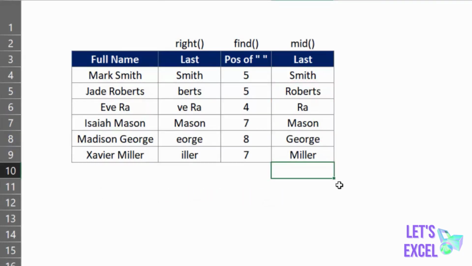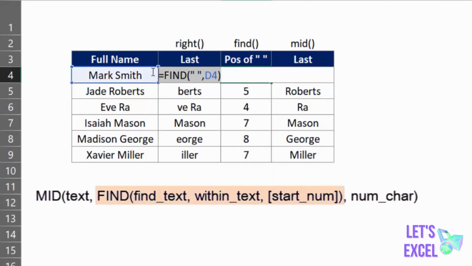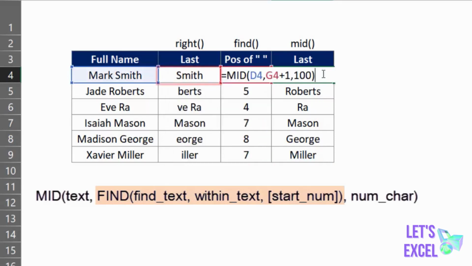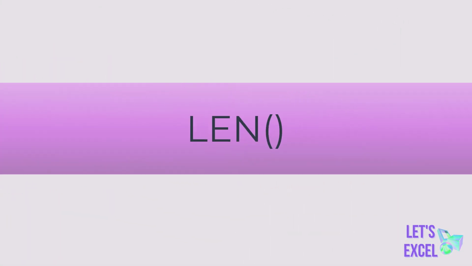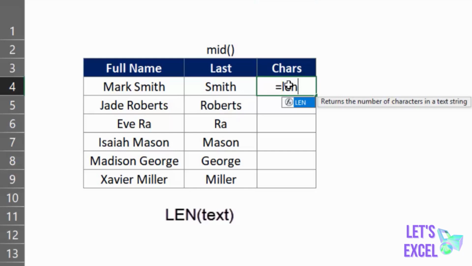Pro tip: you can skip the step of finding the position of the middle space by using the find function within the mid function. The easiest way to do that is to use the find function that you have in column G and paste it where the reference is in the formula in column H. Doing this, then dragging the formula down, will give me the same exact answer as I had before. If you ever need to count how many characters are actually in a cell, you can use the length function, which is just len, and then the cell that you want to count.